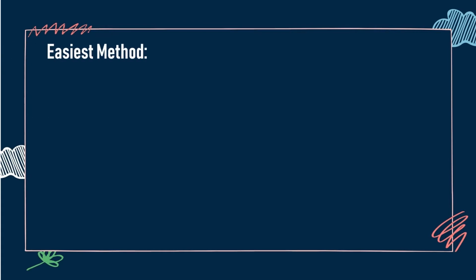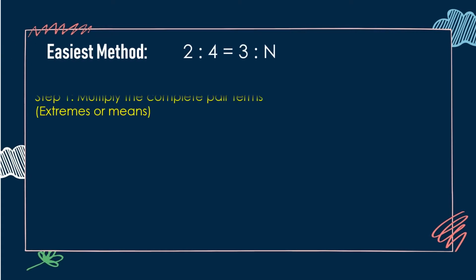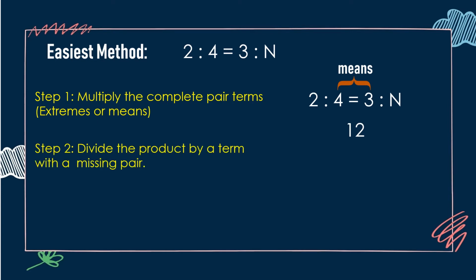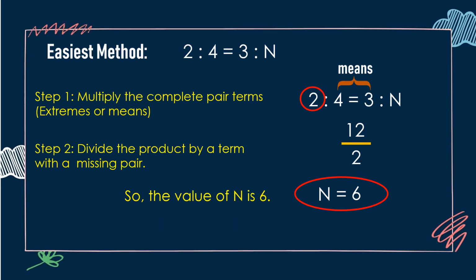But here's the easiest method for you. Step 1. Multiply the complete pairs, the extremes or the means. So in the given proportion, the means has its complete pair. So, we multiply them first. 4 times 3 is equal to 12. Then, step 2, divide the product by the term with the missing pair. 2 has the missing pair. So, we will divide 12 by 2. Then, 12 divided by 2 is equal to 6. So, the value of n is equal to 6.